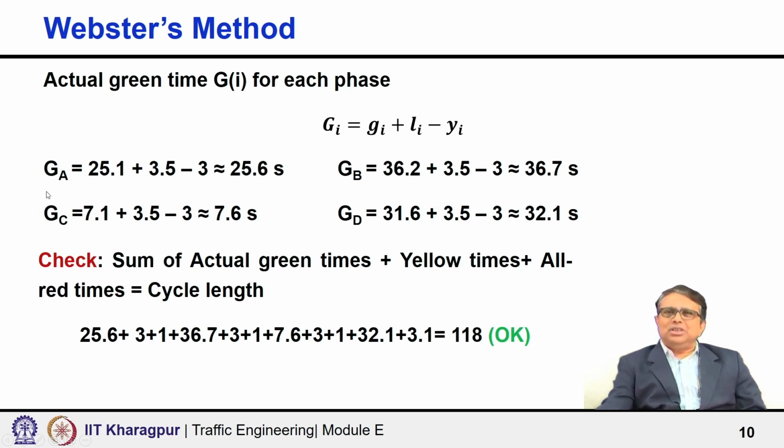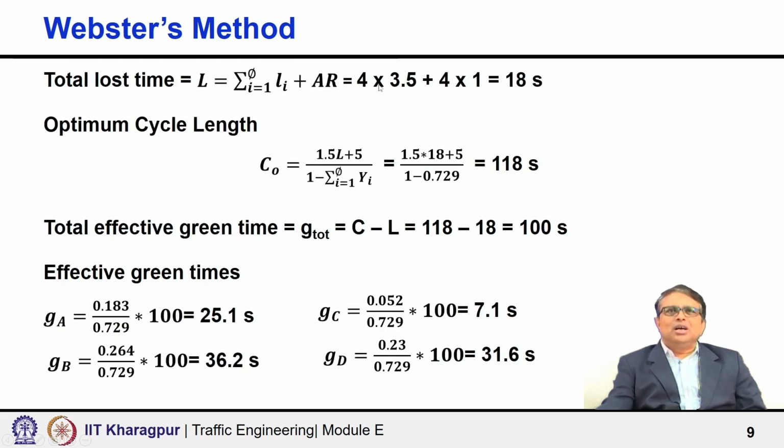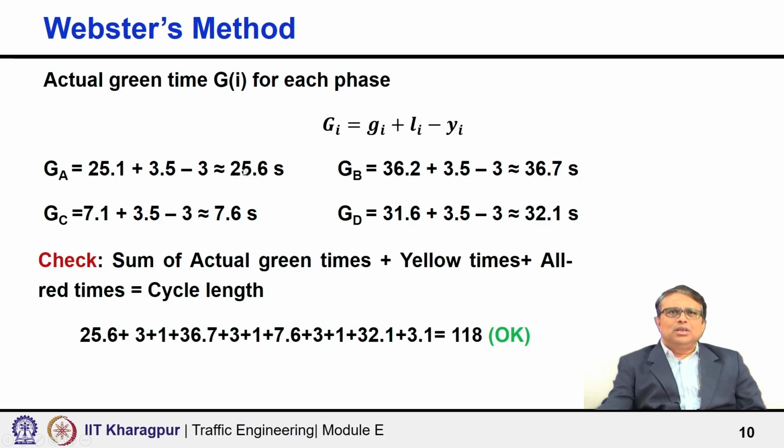Now, what will be then the actual green time? Actual green time for each phase, say for phase A, will be the effective green time for phase A plus the lost time, total lost time is 3.5 seconds, right, per phase. So, that will be there. Minus the all-red, so you take out that, and it becomes 25.6 seconds. Similarly, you calculate the actual green time for phase B, phase C and phase D.